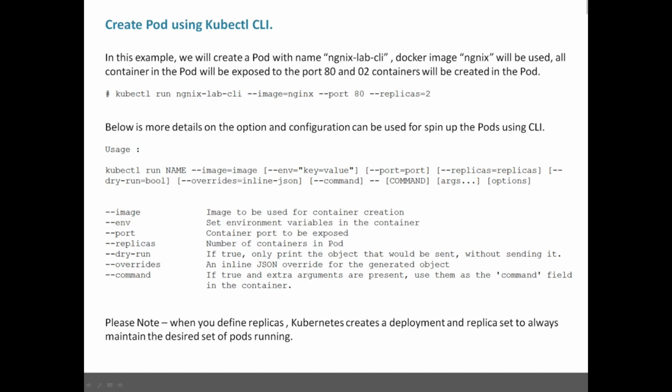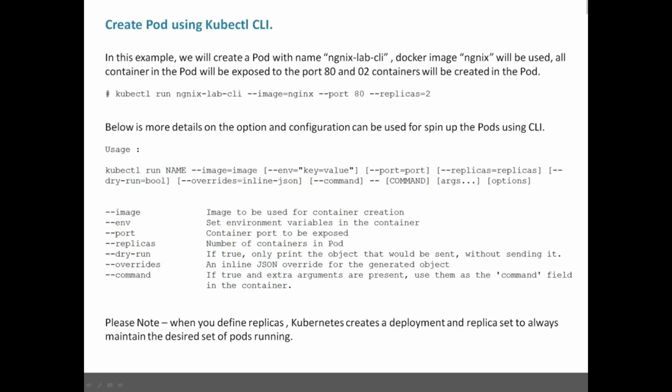Now let's talk about how to create a pod. There are 2 methods. One is using kubectl run. Second method is using a YAML file. So let's talk about how you can use kubectl run to create a Kubernetes pod. In this example, we are going to create a pod with name nginx-lab-cli, Docker image, nginx will be used.